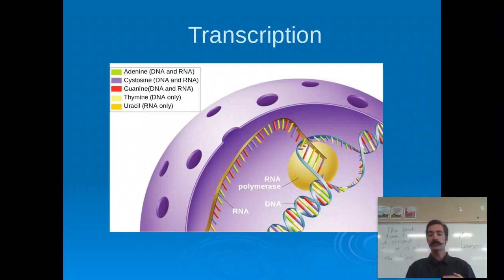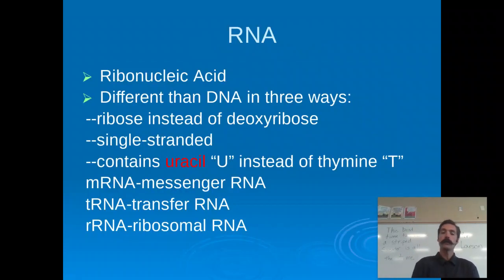So now that the messenger RNA has been created through RNA polymerase, we need to figure out what RNA really is. RNA is ribonucleic acid. It is different from DNA in three ways. It is a ribose, so it's not a deoxyribose, so the type of sugar is different. It is single-stranded, so you don't have the two bases coming together. It is only one strand. It contains uracil instead of thymine.